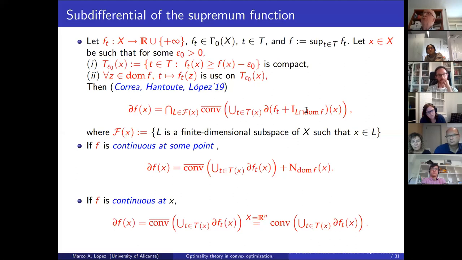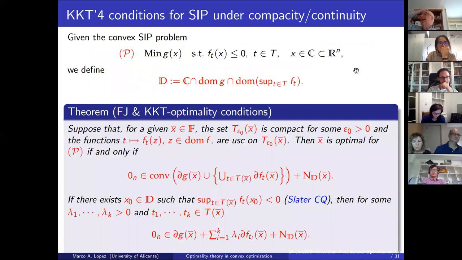Okay, but the good news is that when I assume that this supremum function is continuous at some point, not the nominal point x, then I can decompose this formula and pass the normal cone here. And if f is continuous at the nominal point x, or the reference point, this term disappears. Even more, if I'm in the Euclidean space, this convex hull is already closed, and so I can eliminate the closure because it's redundant.